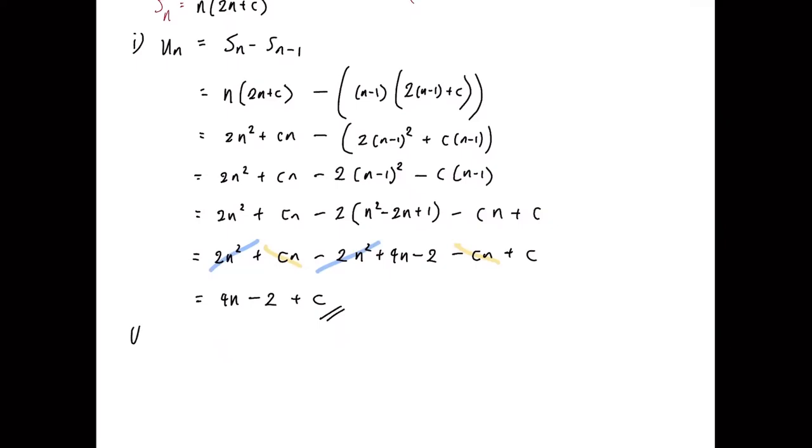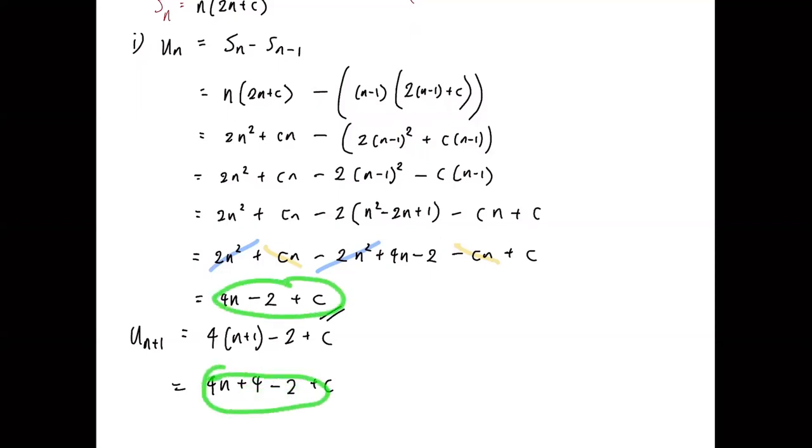You need to figure out what's un plus 1 first. So un plus 1 is what? It just means you take everywhere that you see an n from un, but replace it with n plus 1. So you get n plus 1 here, minus 2 plus c. Expanding it, you get 4n plus 4 minus 2 plus c. Now, I know 4 minus 2 is just a 2, but that's not what you want to do. What you want to do instead is to see how you can relate this to un.